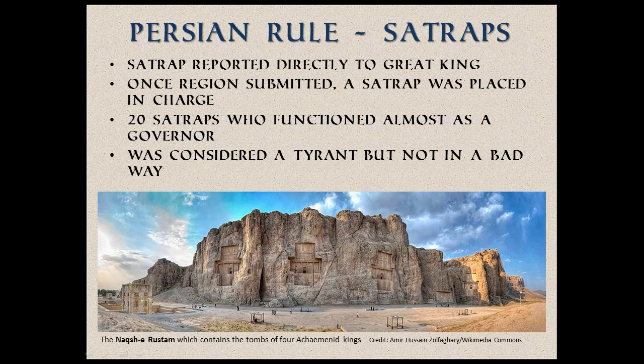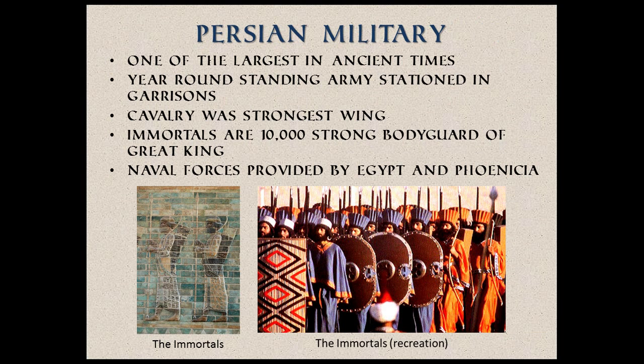Eventually, the satraps formed the Persian nobility. These also were similar to the Greek tyrants, but once again, they ruled very gently over their subjects. The Persian army was one of the largest and most dangerous of antiquity. It was a very well-organized system and had a very organized command structure.